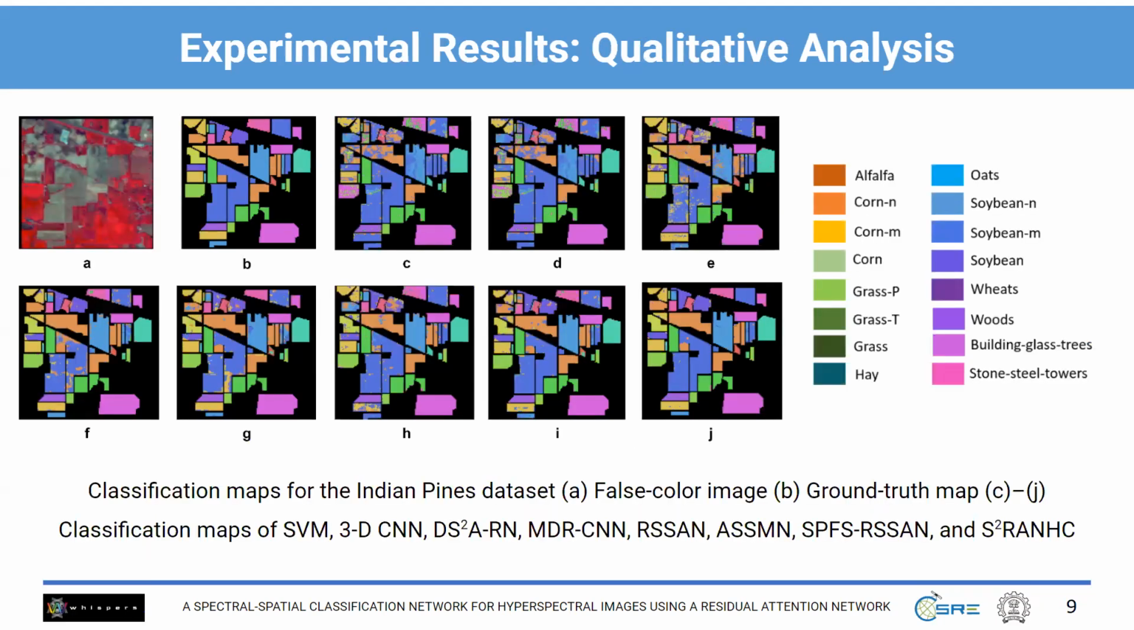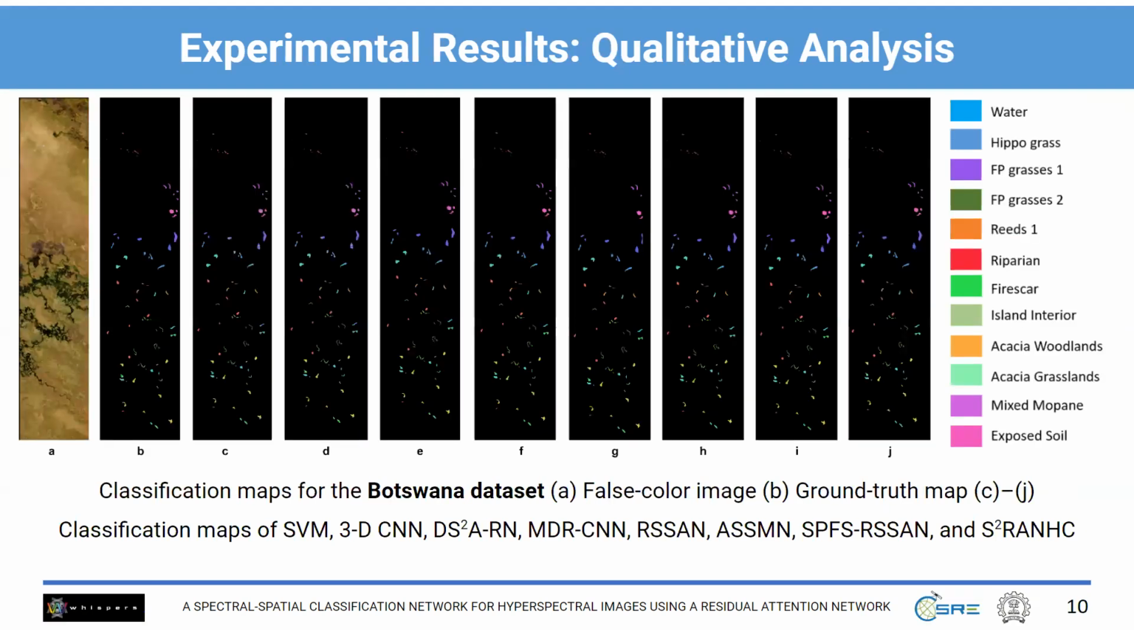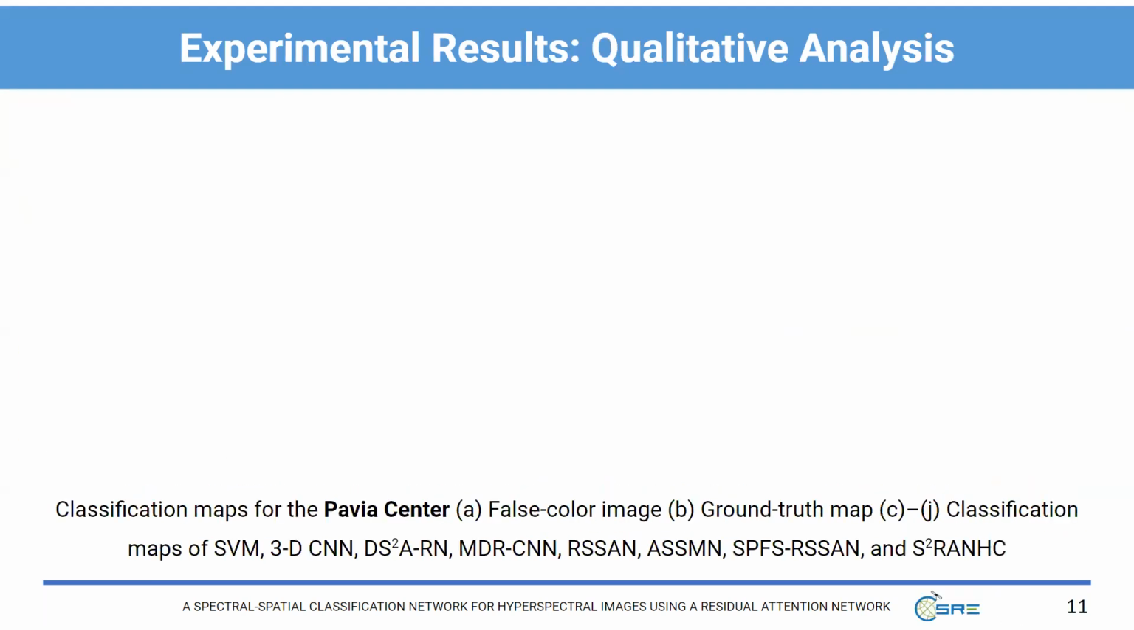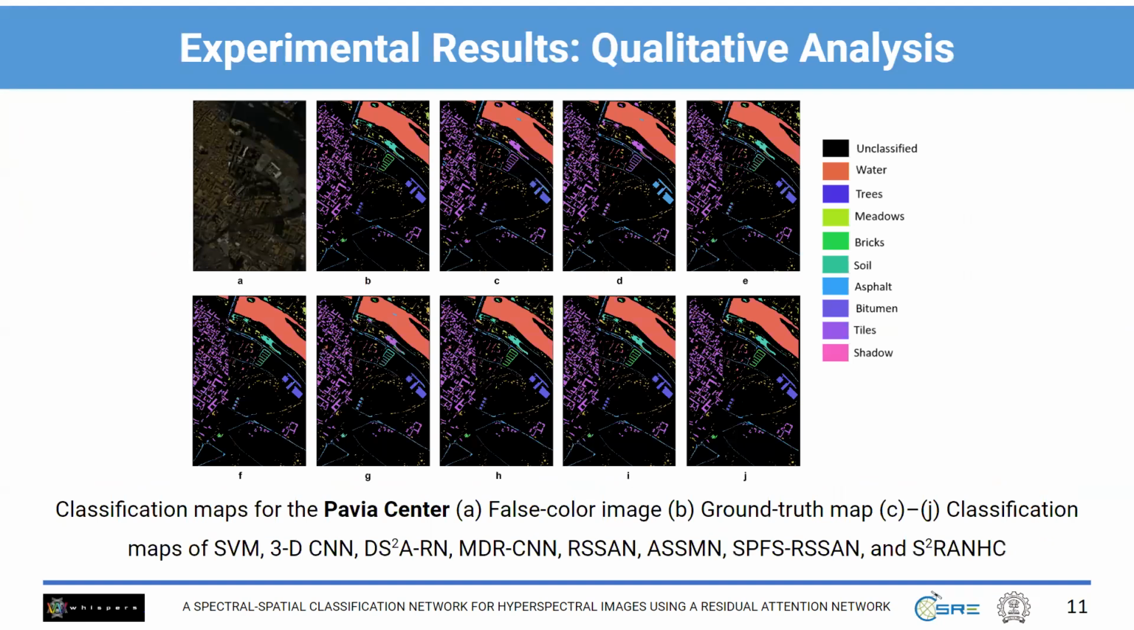This is the qualitative analysis for Indian Pines with other state of the art methods, where you can see B is the ground truth, and from C to J are different classification maps, and J defines the proposed method. This is the qualitative analysis for the Botswana dataset, and the same for the Pavia Center.